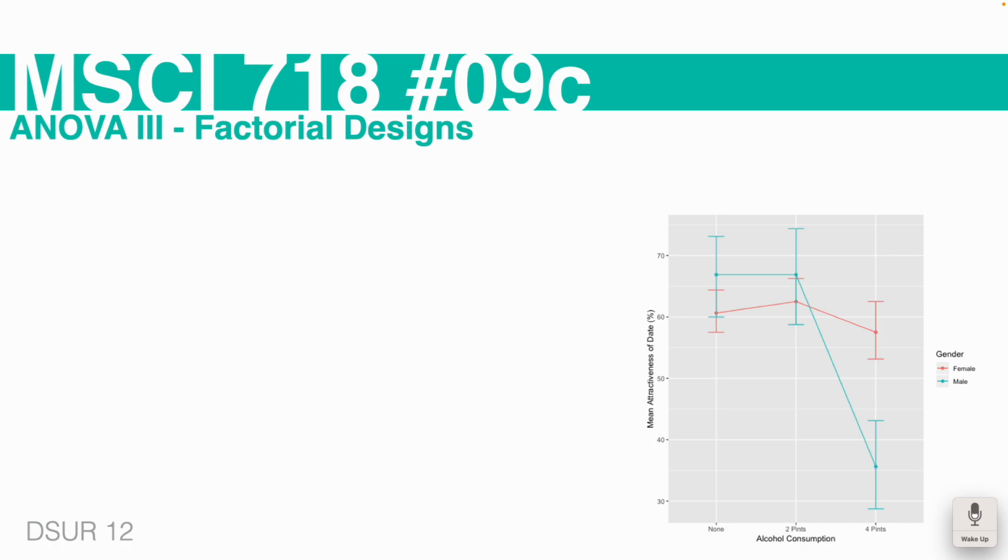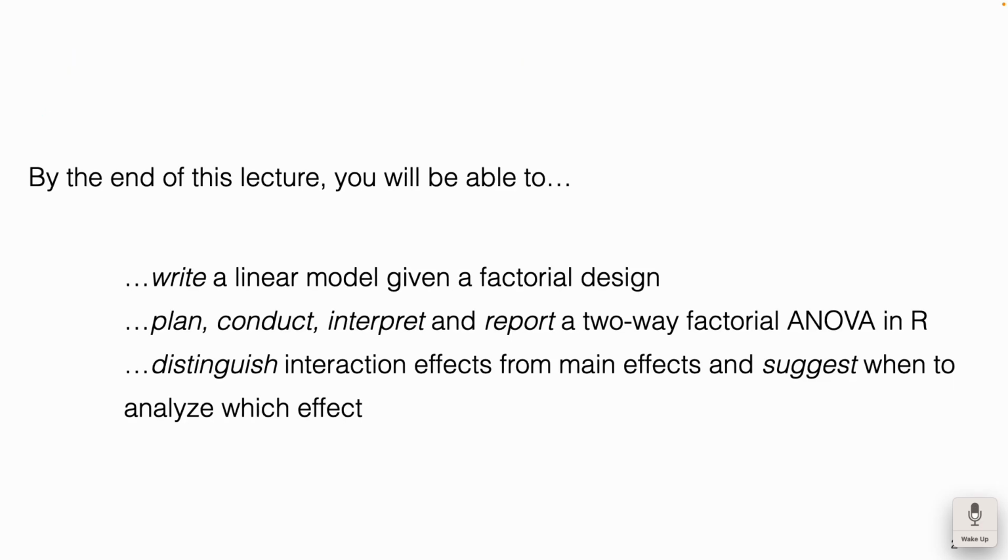All right. So, now we're going to talk about factorial designs. By the end of this lecture, you'll be able to write a linear model given a factorial design, plan, conduct, interpret, and report a two-way factorial ANOVA in R, distinguish interaction effects from main effects, and suggest when to analyze which effects.